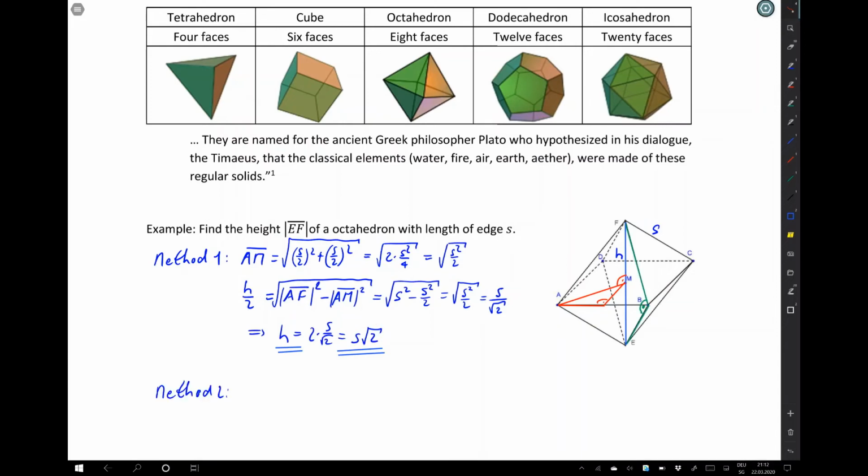The second and simpler method is to realize that this cross section here is also a square, since we have this octahedron and it's regular, so it has to be the same as this cross section here. So we have a right angle here, and using Pythagoras we get h is the square root of s squared plus s squared, so s times the square root of 2.